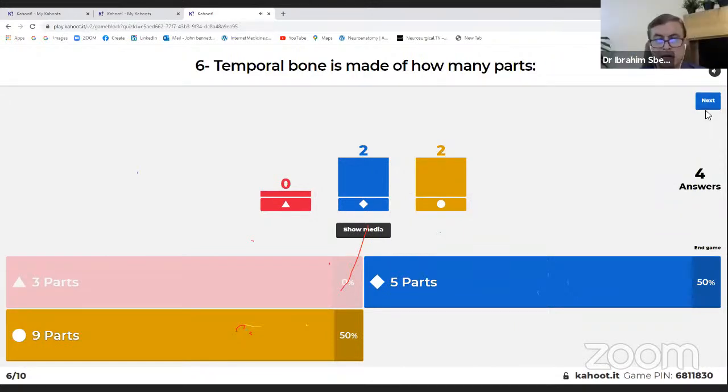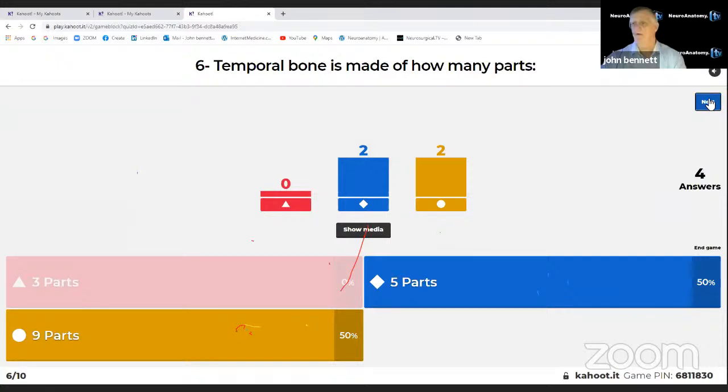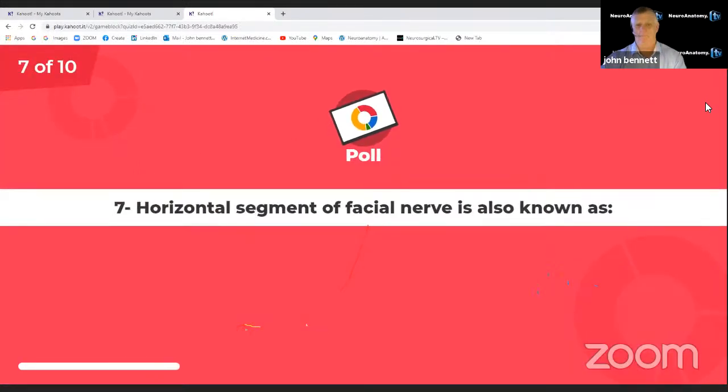It is 9 parts, as I said. I have put 3 parts, which is impossible, 5 parts, which is not. So either one, say 6 parts, which is, as you said, the squamous, petrous, mastoid, stylomastoid, tympanic, and the zygomatic. But people sometimes forget to put the 3 ossicles. So the 6 major parts of the temporal bone now come to 9 parts, 3 ossicles and the 6 main parts. Very good. Thank you. Okay, next one.